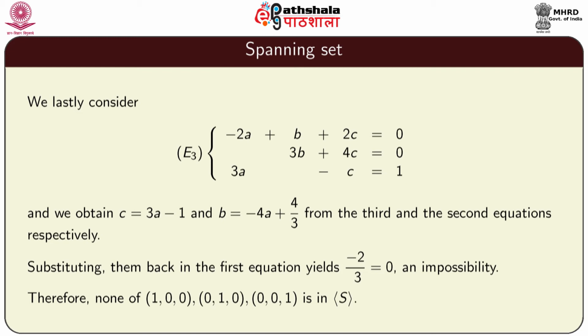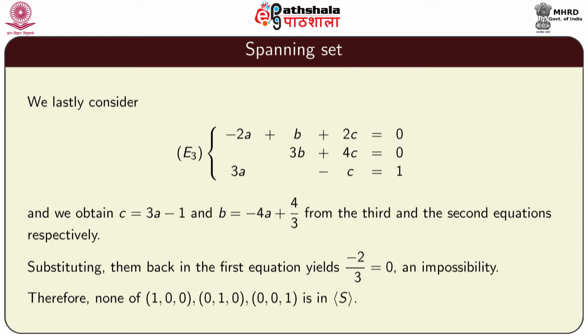Now we see that 0, 0, 1, the third canonical basis vector, also does not belong to span of S. You see the system of equations E3, which if you can solve for real values of a, b and c, then 0, 0, 1 would belong to span of S, otherwise it would not.